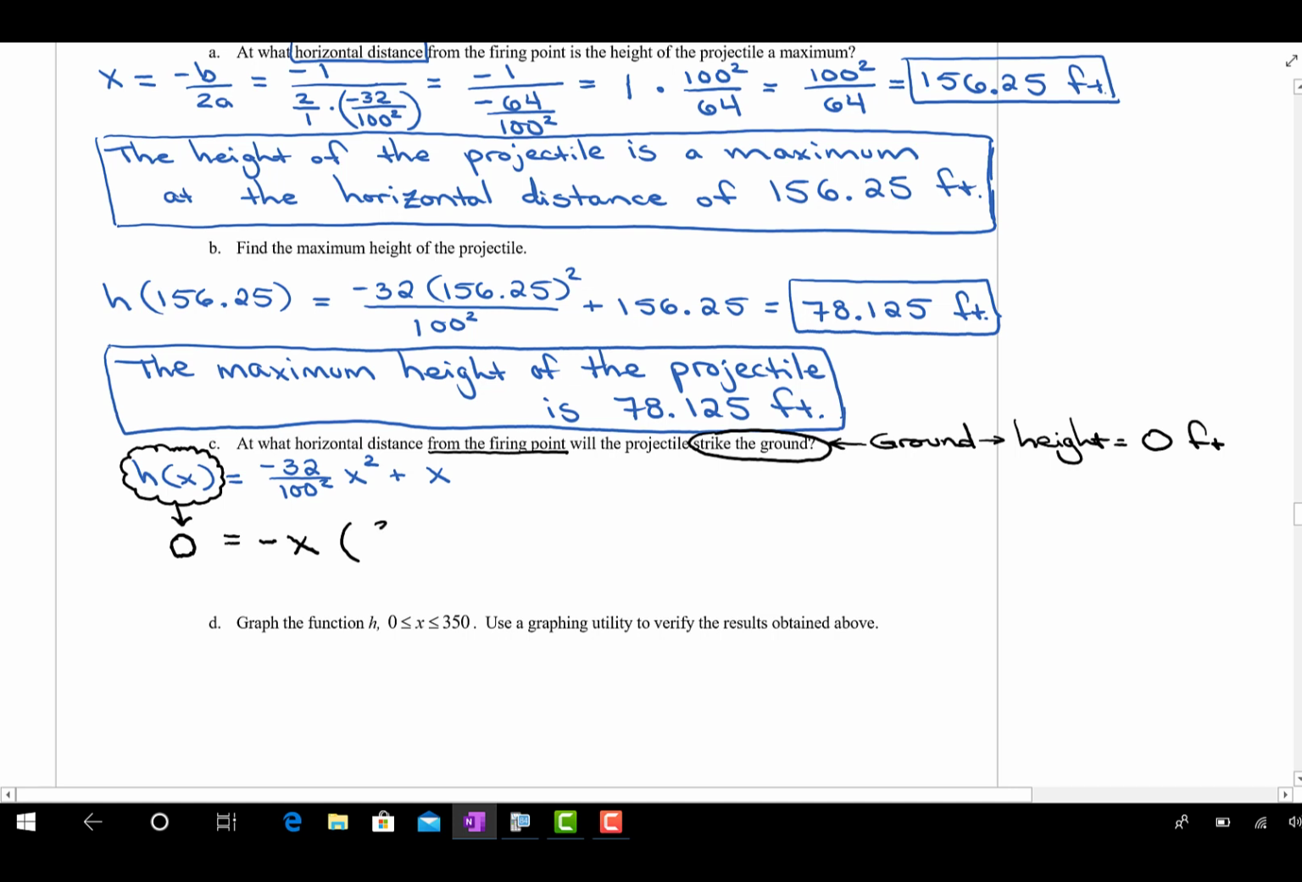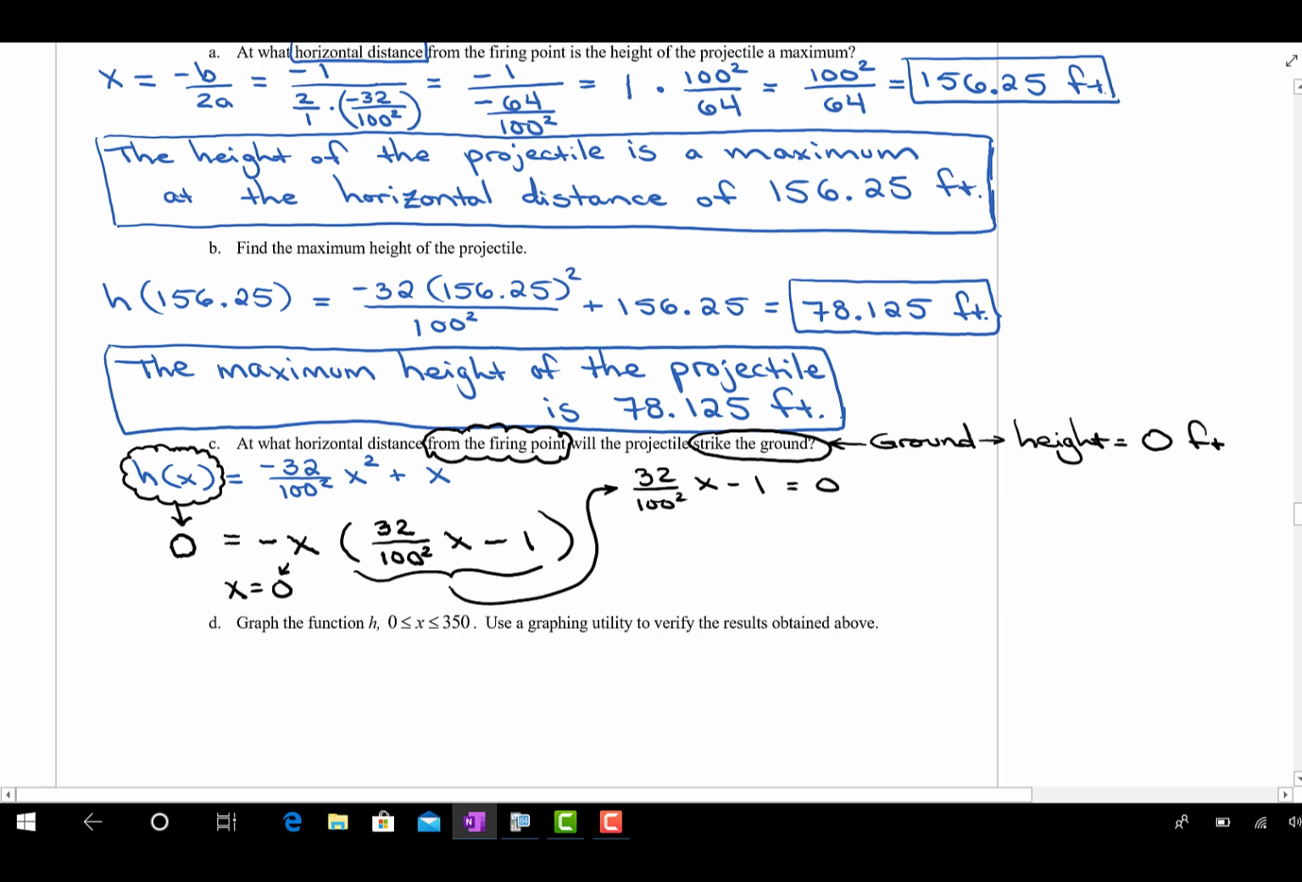All right, so what we're doing here is we're going to factor out a negative x. And we're going to be left with 32 over 100 squared x minus 1 inside the parentheses. I'm going to set each one of these factors equal to 0. The first one, if I set negative x equals 0, I would just get x equal to 0. But because it's saying from the firing point, we don't really want to include that one. We want the one after it gets fired.